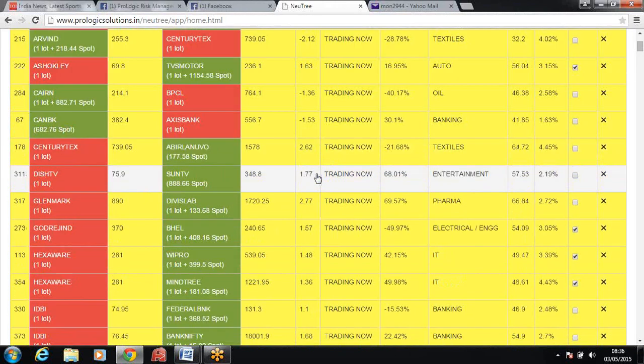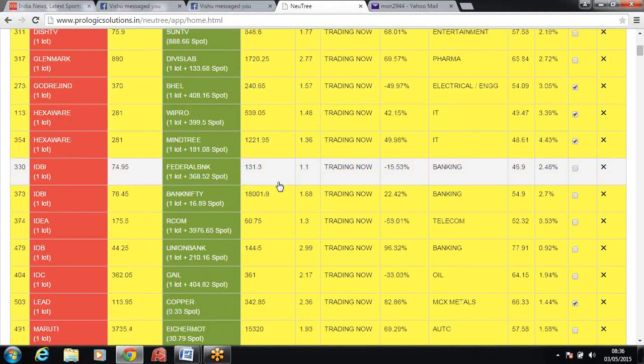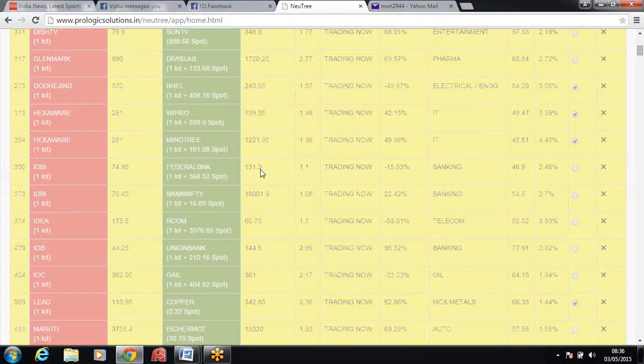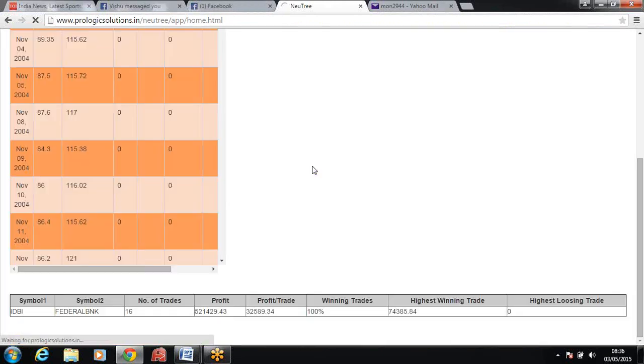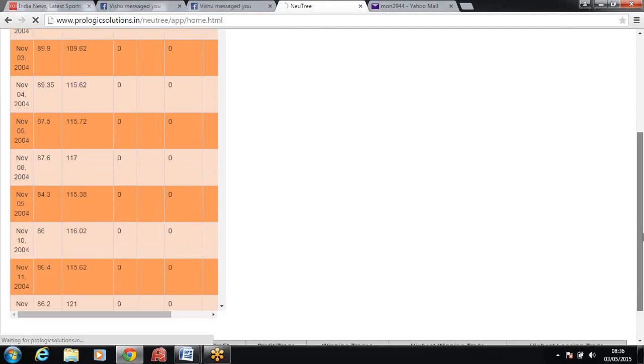Hi, let's see some of the trades that are in progress. Let me just take this particular IDBI and Federal Bank. We had this call, and it's almost closing. The trade is going to get closed. That is 1.1. So let's just check this particular trade. Very interesting one.